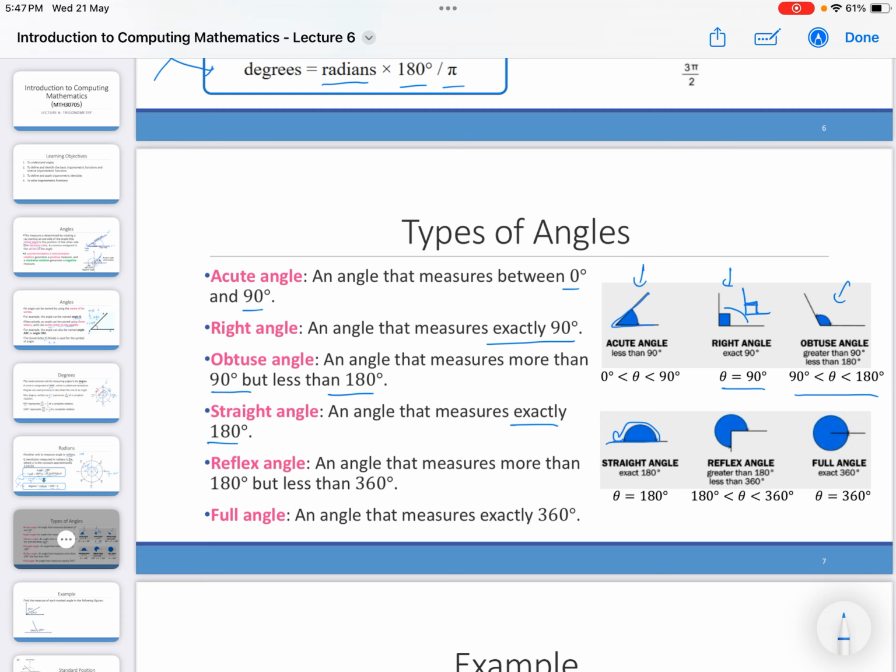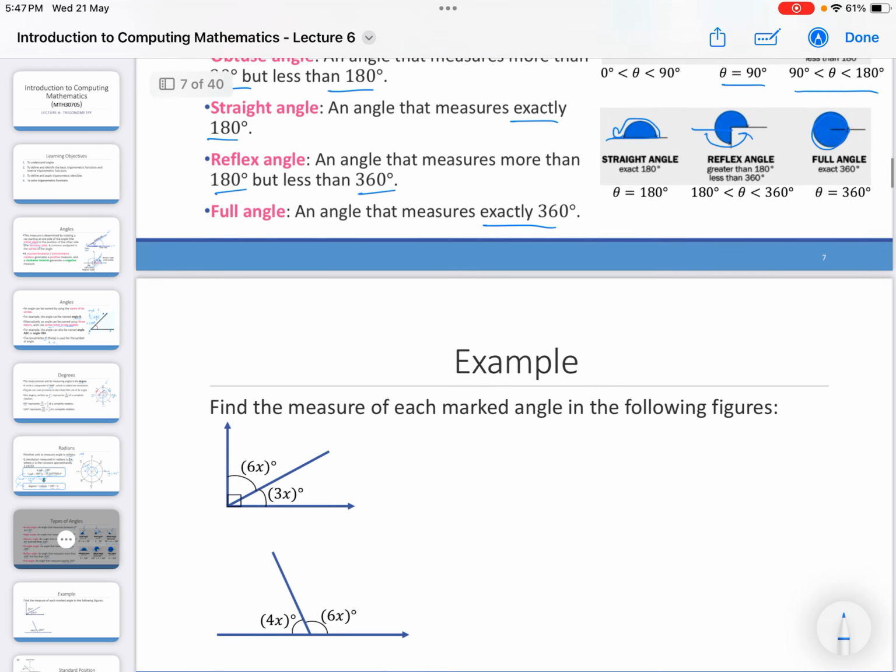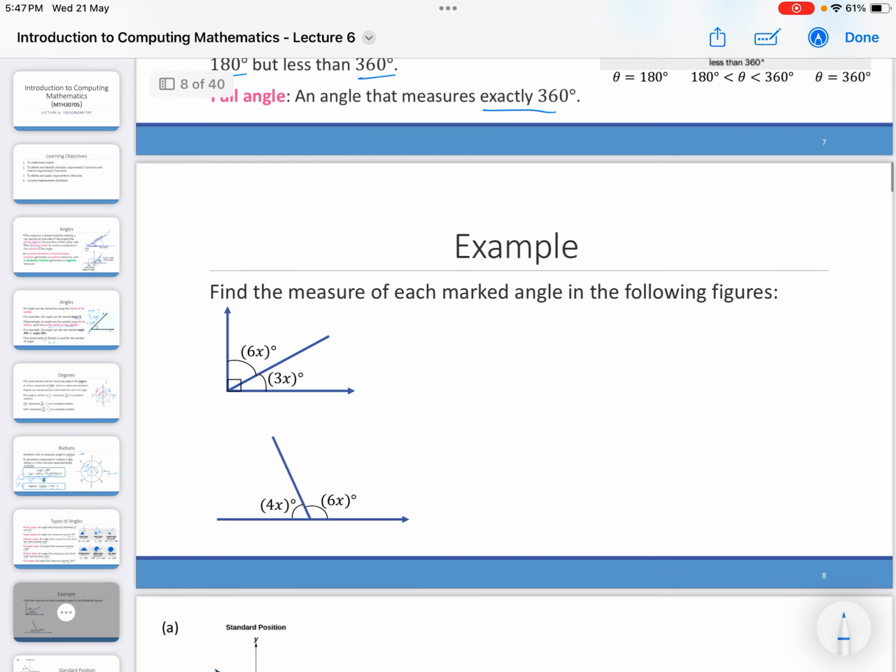And then reflex angle is from 180 to 360. So basically from here to here, the reflex angle. And then full angle. So the full complete circle, exactly 360 degree, full angle. Okay, let's look at example.